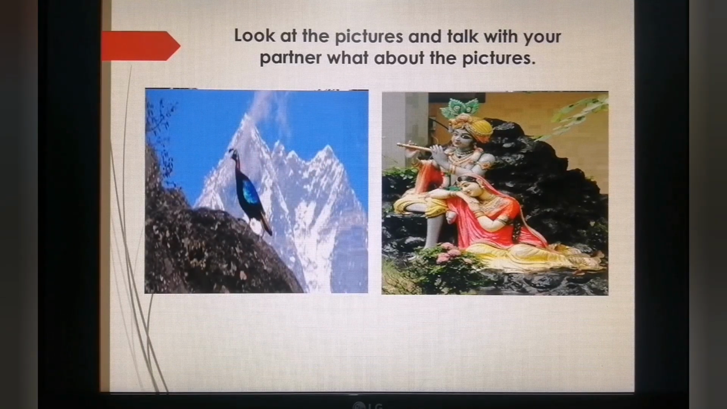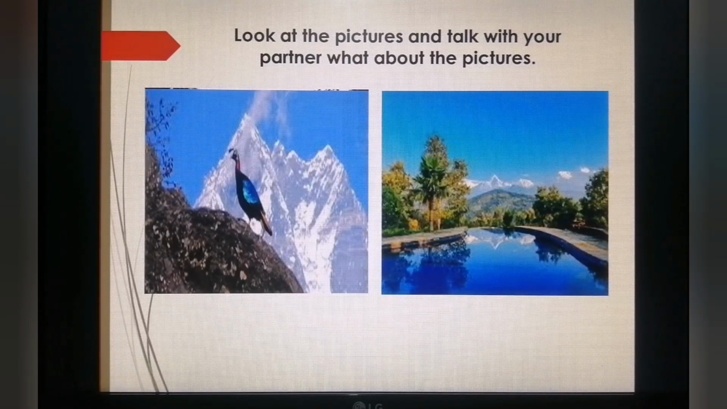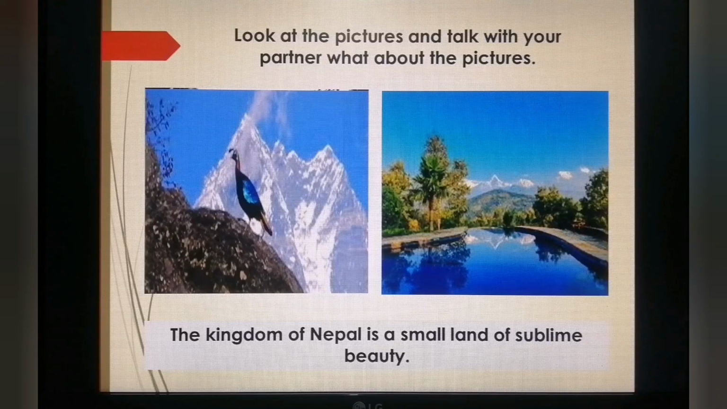Wow, what a picture! I think it's a heavenly scene. Anybody can be overwhelmed seeing these beauties. The kingdom of Nepal is a small land of sublime beauty. Sublime means heavenly.